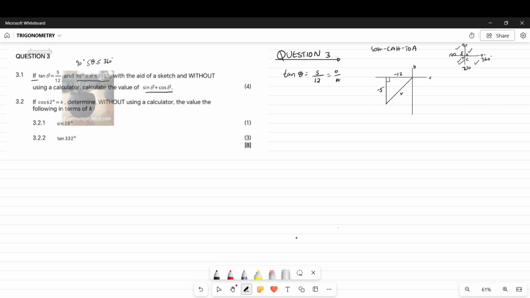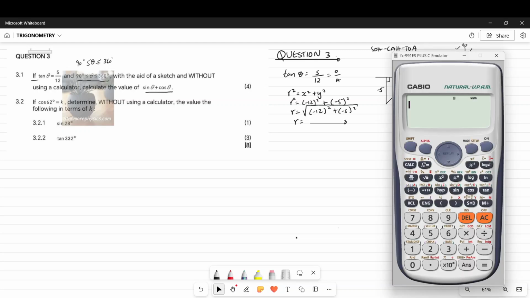So now the first thing that we're going to need over here is our r. We need to know the hypotenuse, right? So now we're going to say r squared is equal to x squared plus y squared. So now r squared is what we're looking for. So now x is (negative 12) squared plus y (negative 5) squared. So now r will be equal to the square root of (negative 12) squared plus (negative 5) squared. So now you can take a calculator.